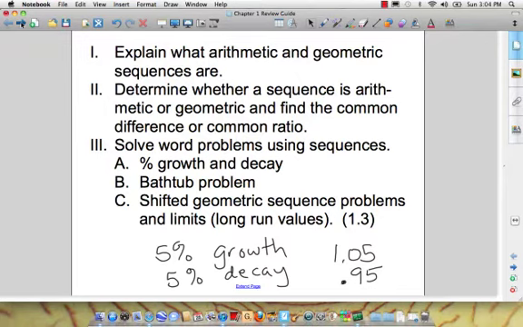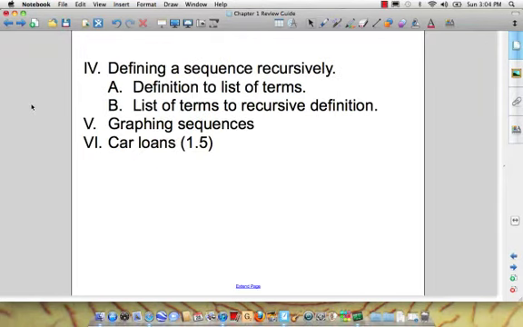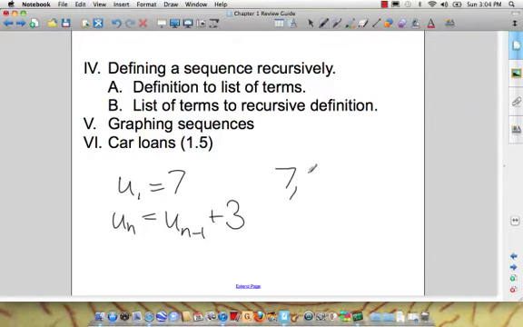Okay, you need to be able to define a sequence recursively. You need to be able to go from a definition to the list of terms, or the other way around. Here's what I mean by that. If I give you a definition of a sequence, that would look like this. U1 equals 7. And U sub n equals U sub n minus 1 plus 3. You need to be able to look at that and go, okay, the first term is 7, and then I just keep adding 3. So be able to do that, and be able to go the other way around as well.